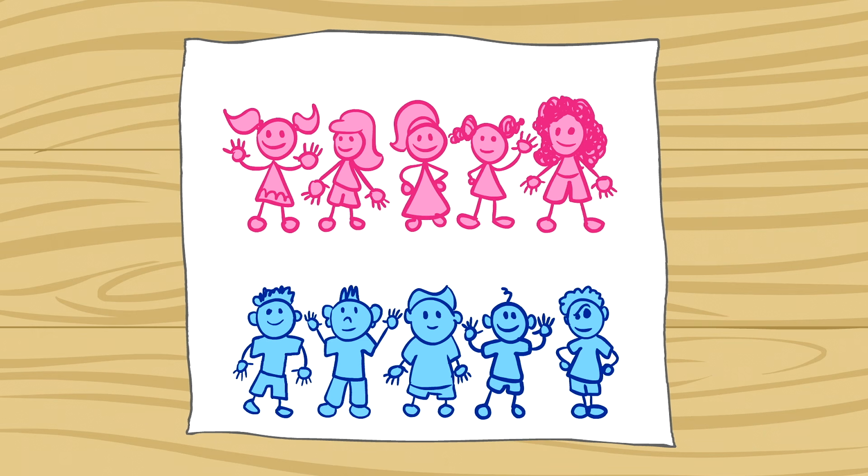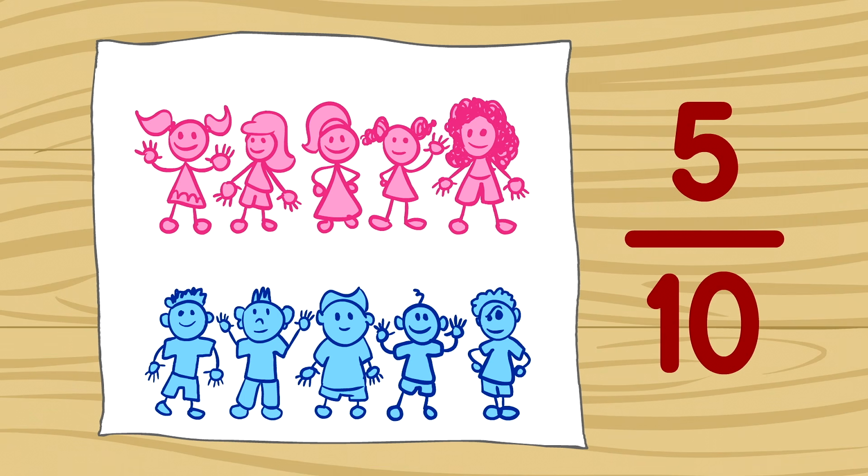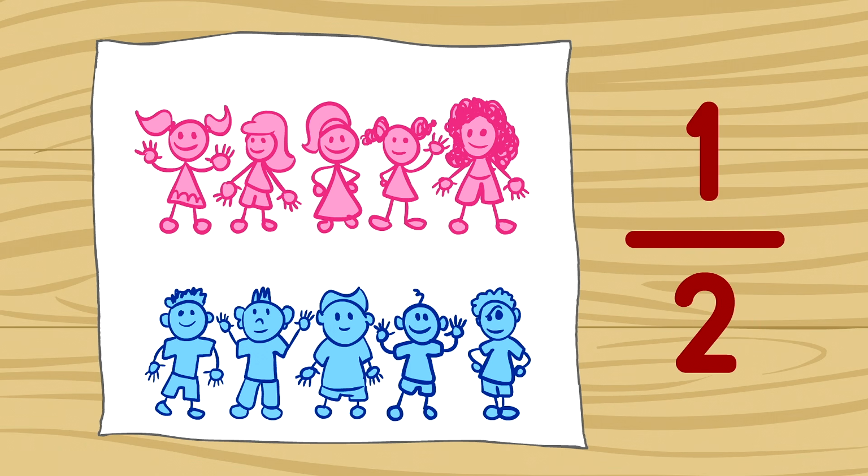If 10 kids were together in a group, 5 of them boys and 5 of them girls, what 2 equivalent fractions could we use to describe the number of girls? Well, the easiest fraction would be 5/10. 5/10 of the kids are girls. And the other fraction would be 1/2. Half of the kids are girls.